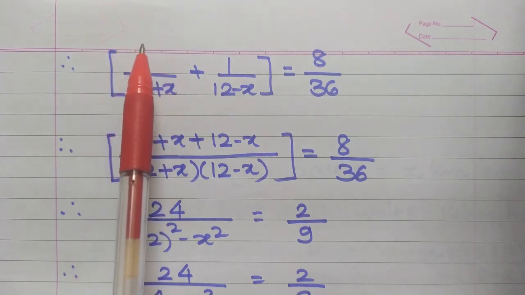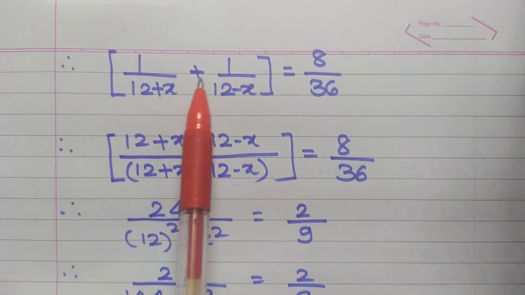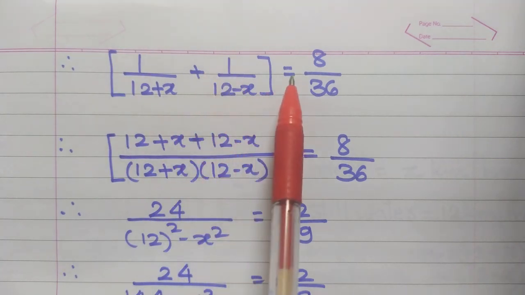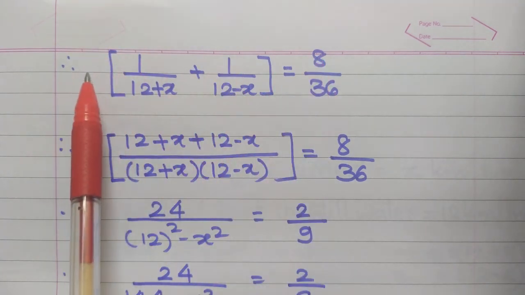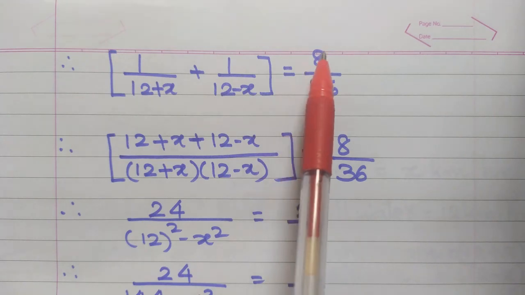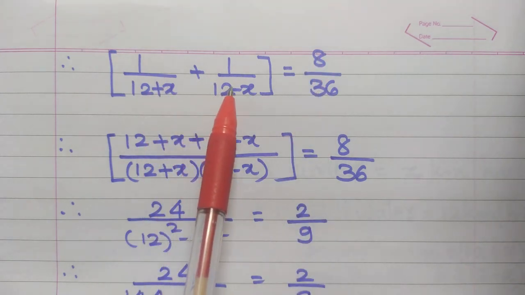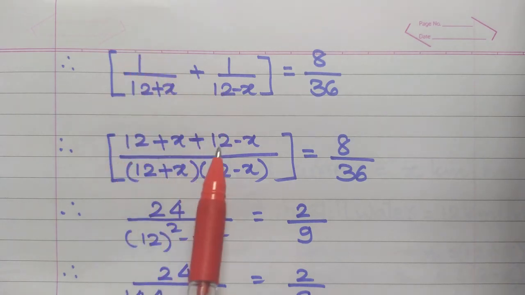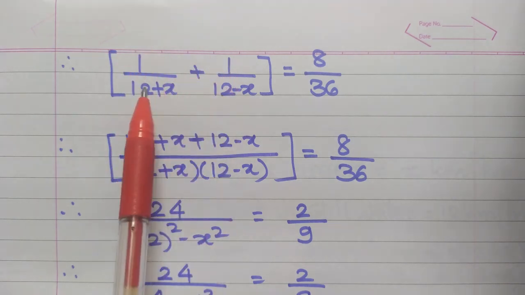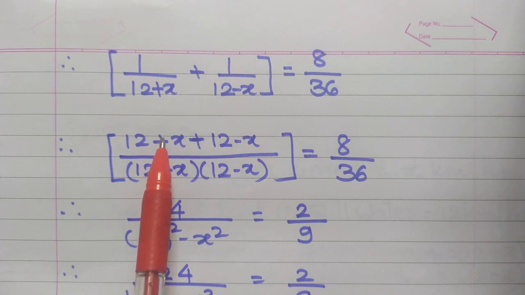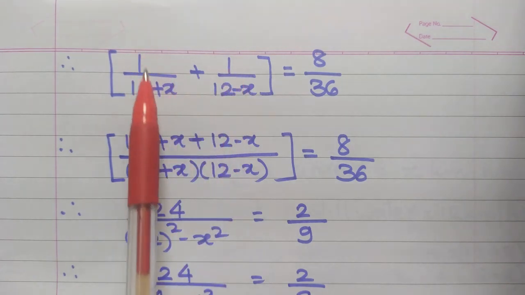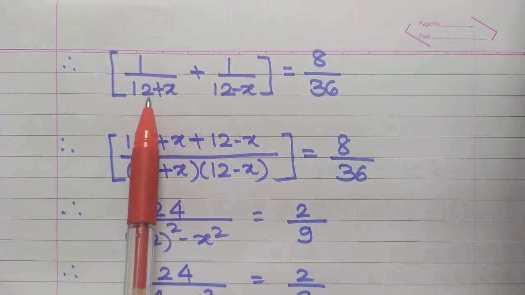Therefore, 1 upon 12 plus x plus 1 upon 12 minus x will be equal to 8 upon, shifting this 36 to this side, it will be 8 upon 36. Taking cross multiplication now, 12 minus x into 1, it will be 12 minus x plus 1 into 12 plus x, as 12 plus x. You can write 12 minus x here and 12 plus x this side. So 12 plus x plus 12 minus x upon this into this.